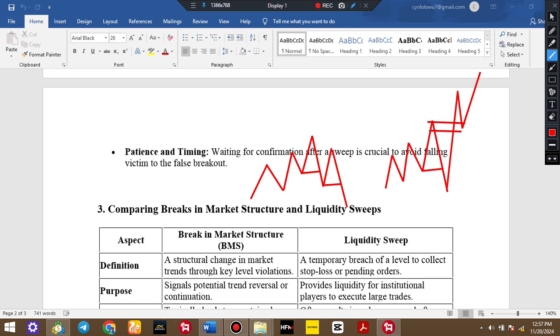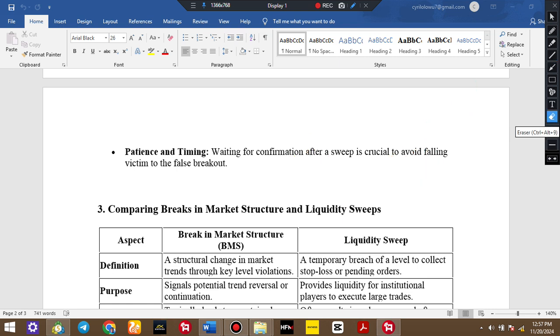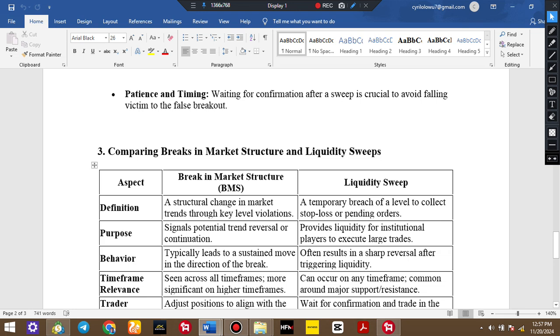Is that clear? This is the reason why some people don't like placing sell limits, because when they think price has finished clearing liquidity, they don't know that price is just starting. So as a trader, you need to be very patient so that you don't become a victim of such circumstances.